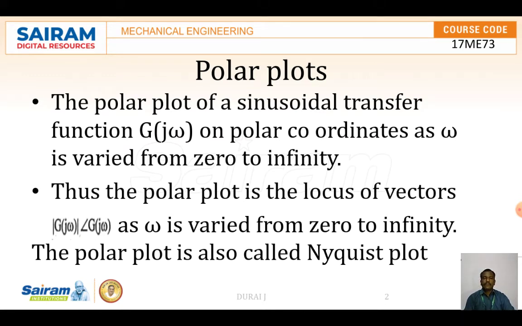Normally the polar plot is the sinusoidal transfer function, that is G of j omega. So we are going to find it in terms of j omega form on polar coordinates as omega is varied from 0 to infinity. Normally we take the omega value from 0 as the first value and the final value definitely we are going to give as infinity. Normally it depends upon the drawing, it may start from one quadrant, or sometimes it will vary over 3 quadrants. Thus the polar plot is the locus of vectors magnitude of G of j omega, angle of G of j omega as omega varies from 0 to infinity.